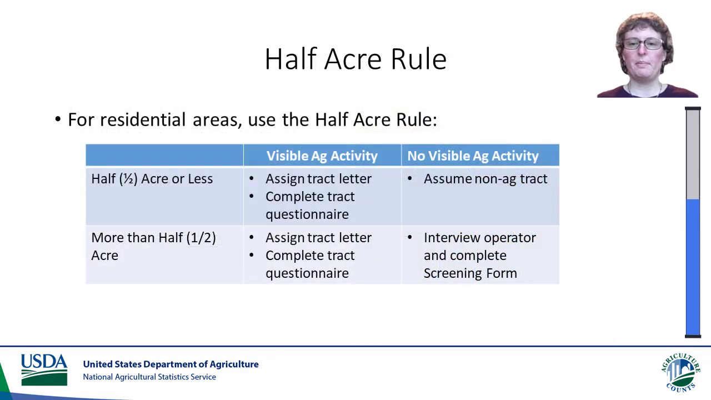In order to simplify procedures for screening urban and residential areas that are less likely to have agricultural activity, use the half-acre rule. If you come across a residential parcel or group of residential parcels that are each 1/2 acre or less in size and has no visible ag activity, you can assume it is a non-ag tract. If you have a group of residences that are 1/2 acre or less, they can be lumped into one non-ag tract.